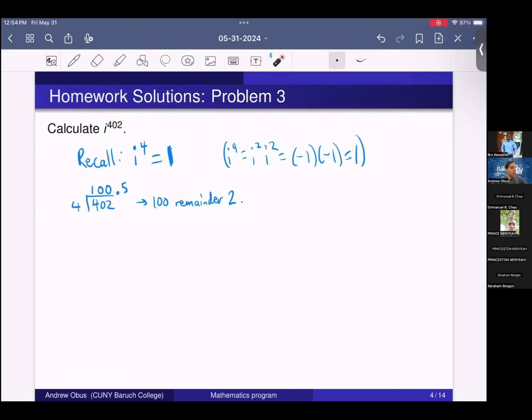Okay. So this is 100 remainder 2. So what Princeton says, right? Another way you can write this is that 402 is equal to 4 times 100 plus 2.